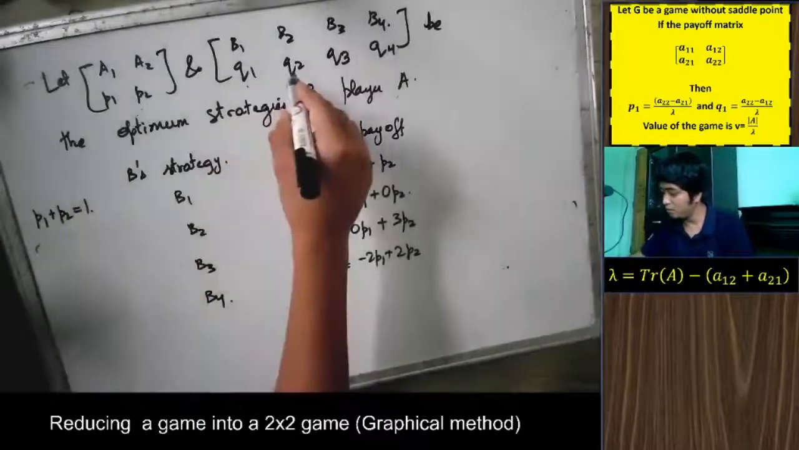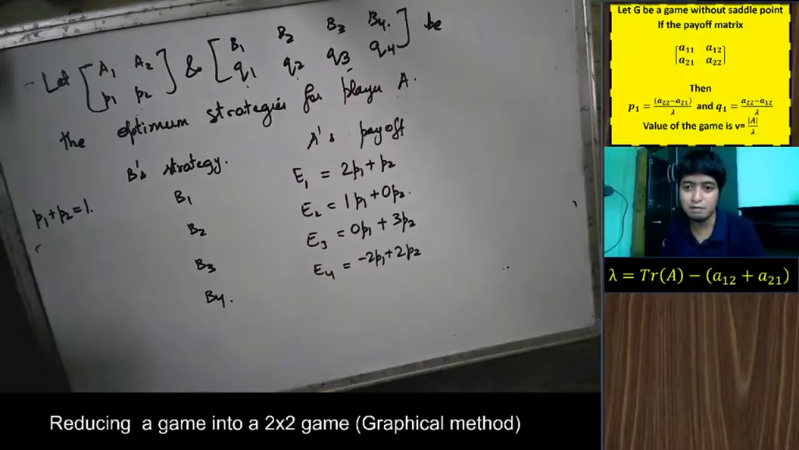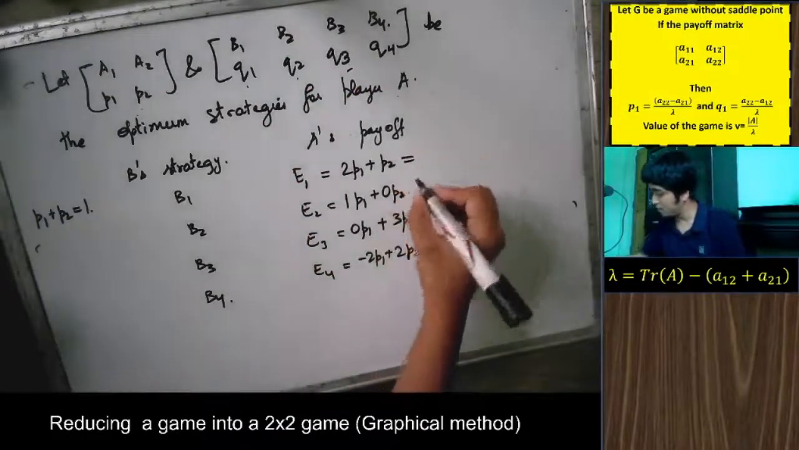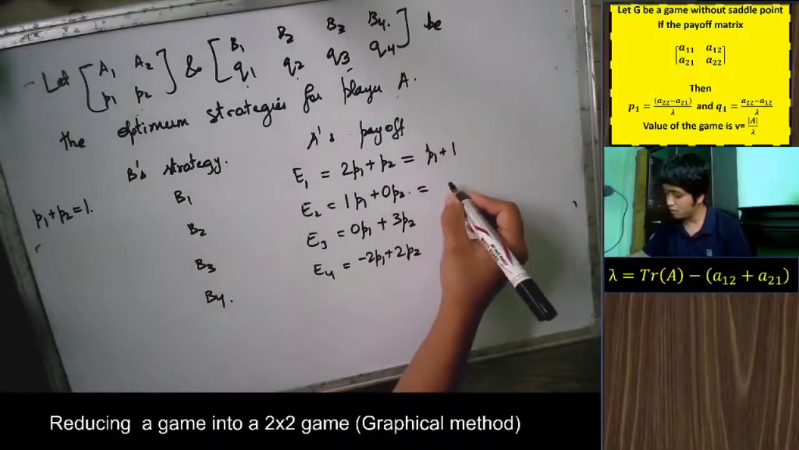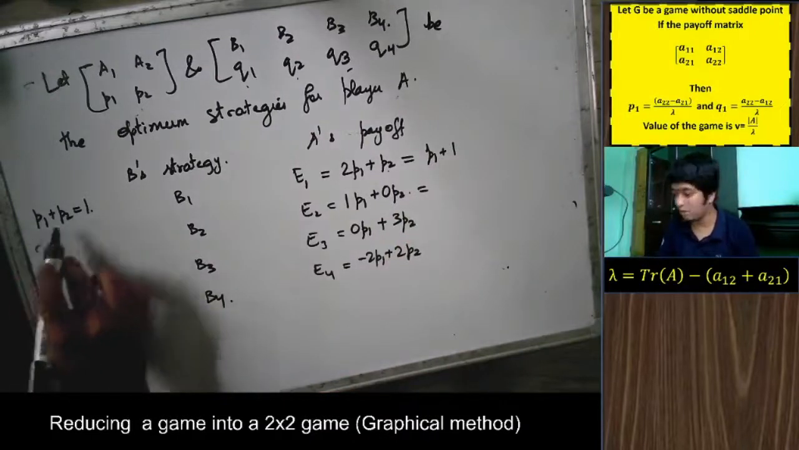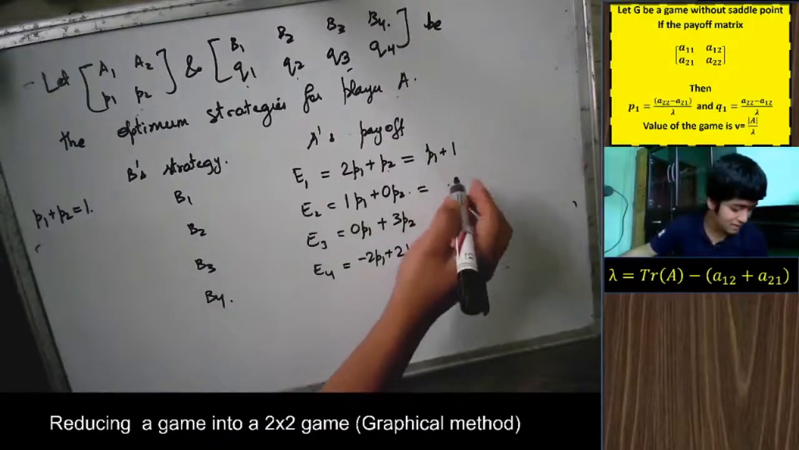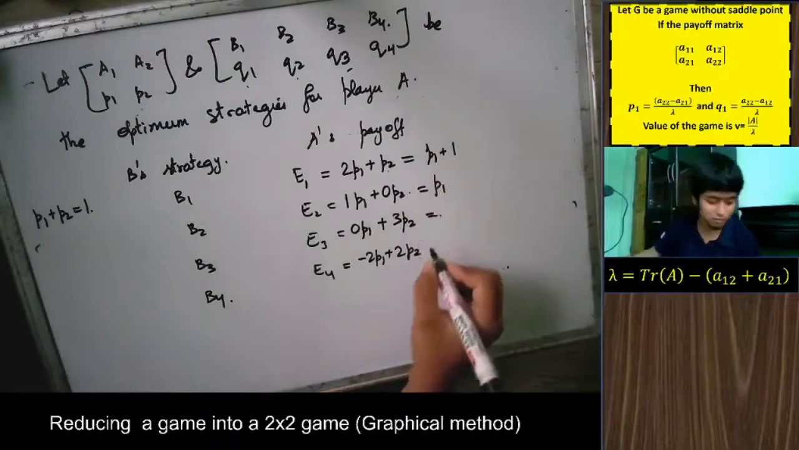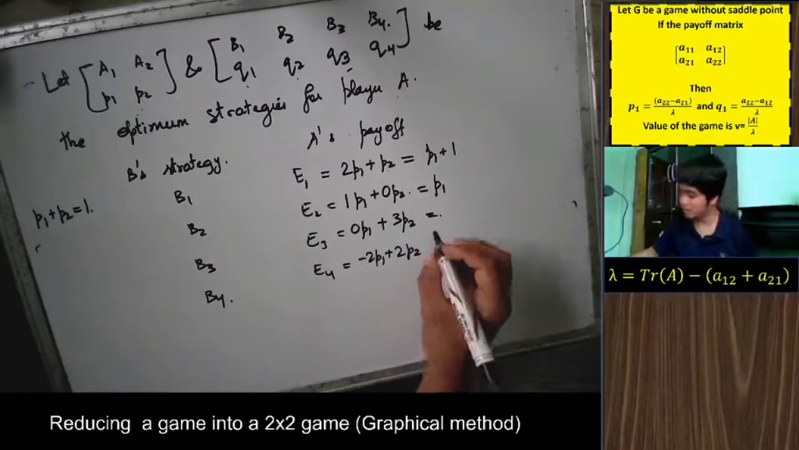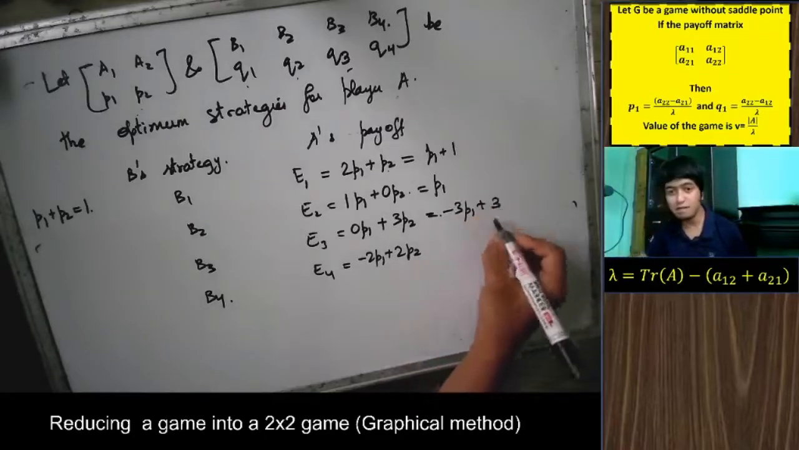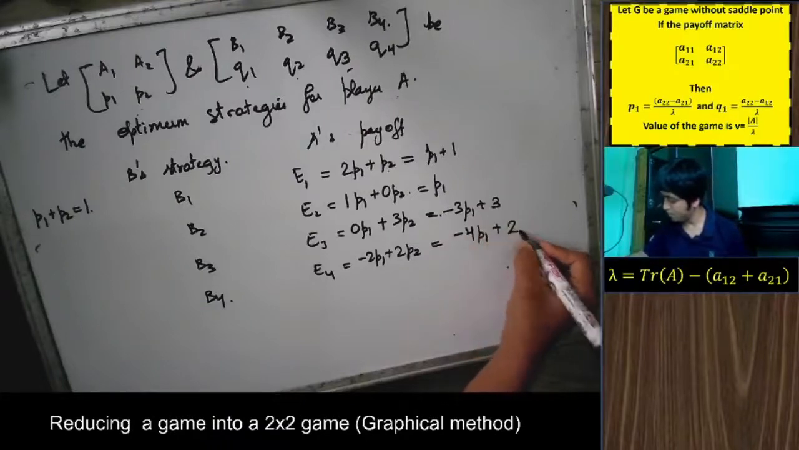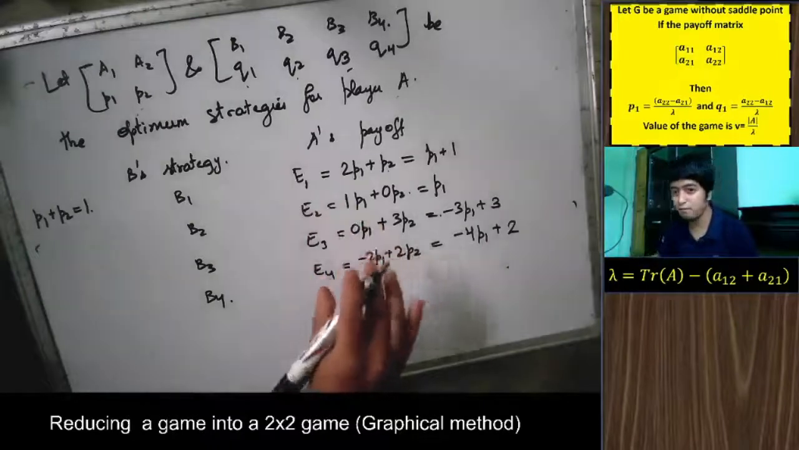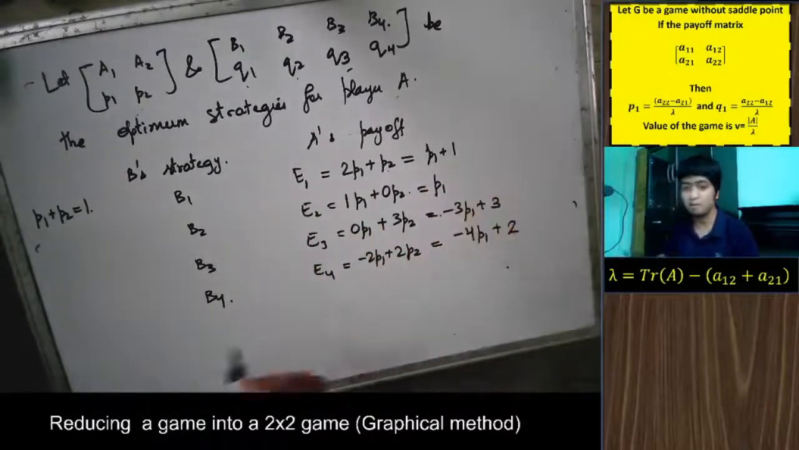Similarly, Q1 plus Q2 plus Q3 plus Q4 is equal to 1. So this is what we will be getting. I will write it directly. P2, you can write it as 1 minus P1, so you will be getting it like this. You will be having P1 only, minus 3P1 plus 3, and over here you will be getting minus 4P1 plus 2. So this is what we will be having after converting the payoff to only one variable, that is P1. Now we will plot the payoff lines.